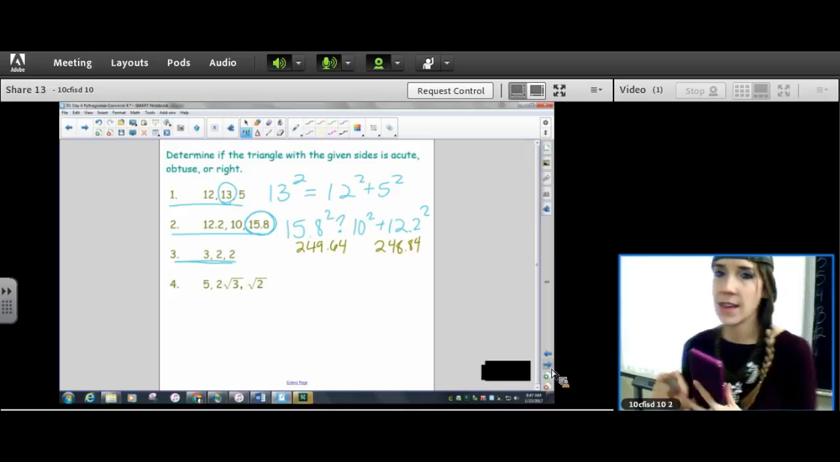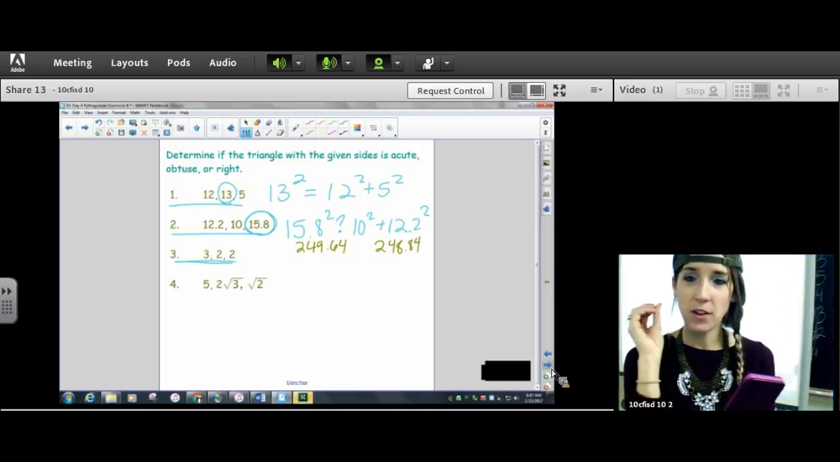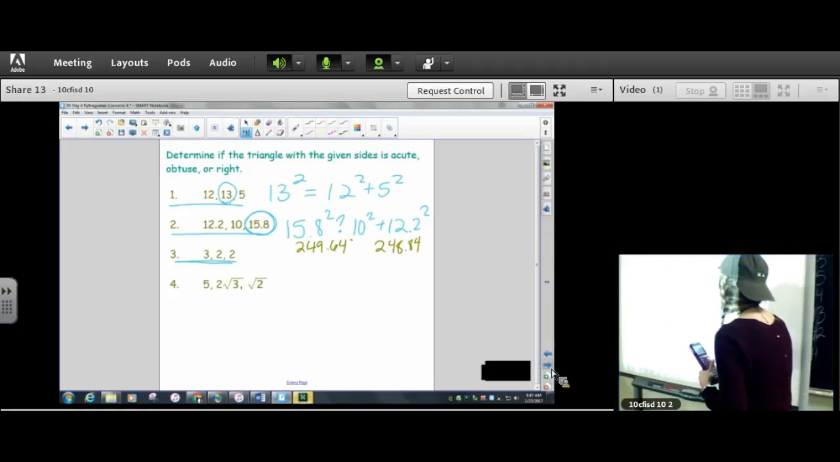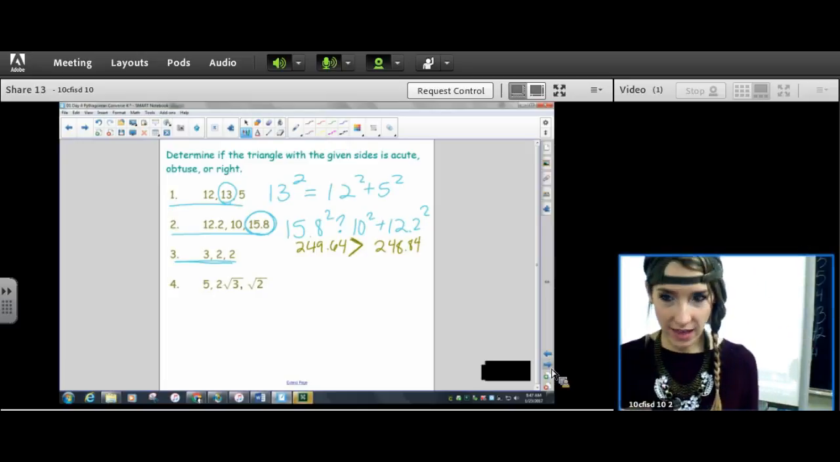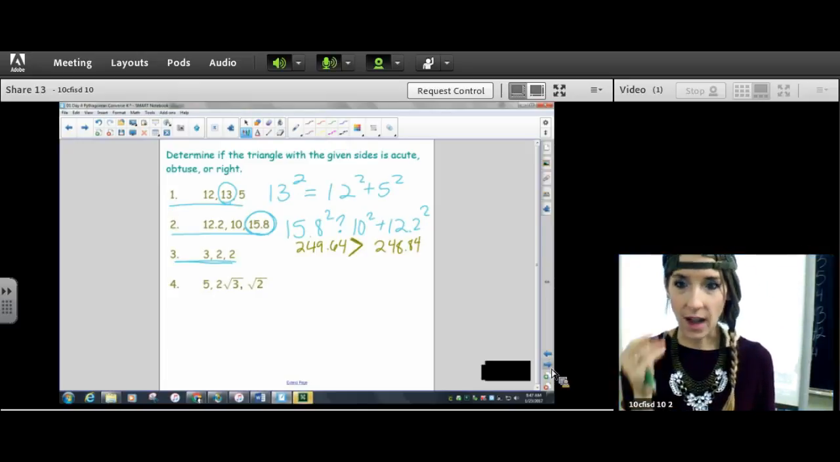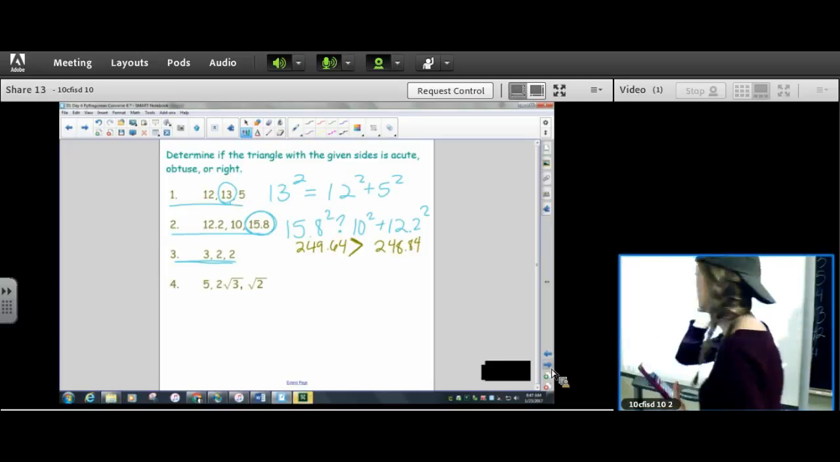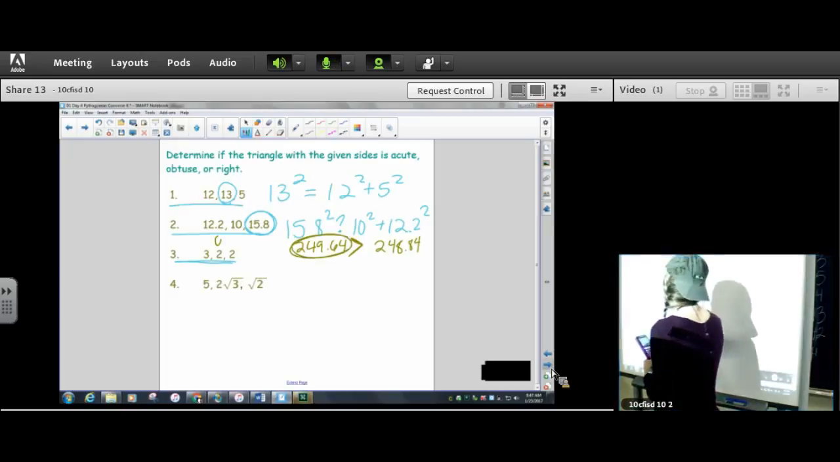Then remember, the inequality likes to eat the bigger number. Whichever number is bigger, that's what it faces. It's hungry. So it eats the bigger number. That is a greater than sign. We read from left to right. C squared is the winner. C squared is greater than, so it is obtuse.